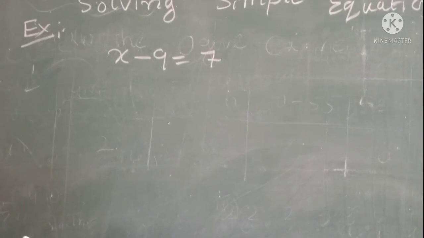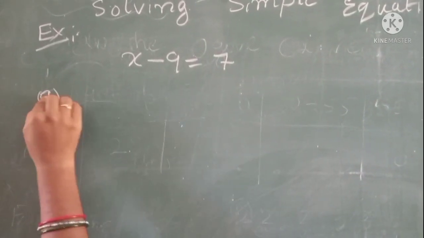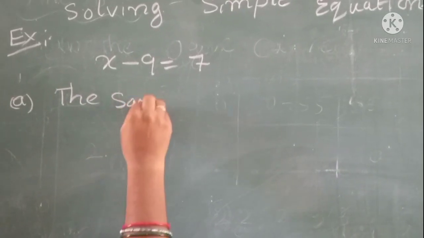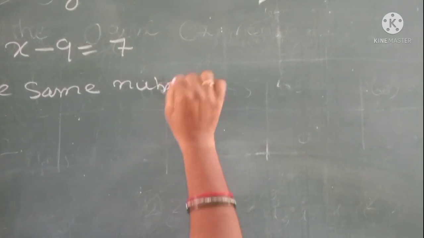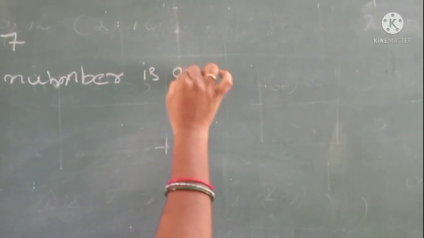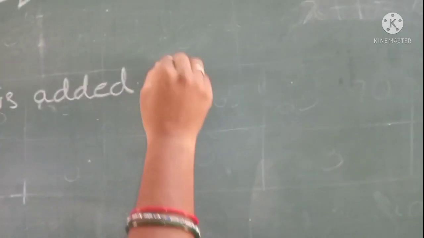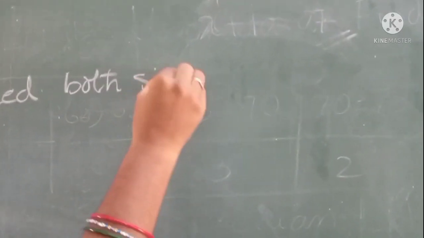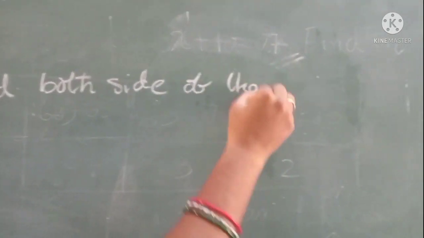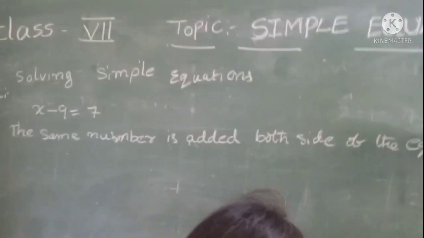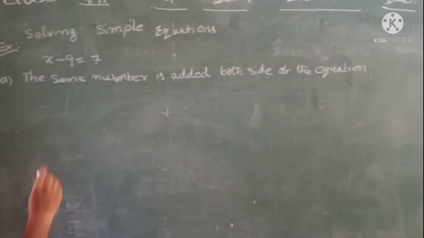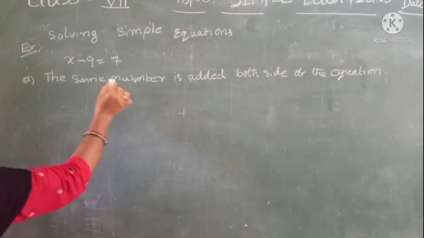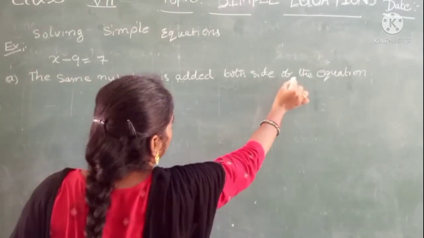So the first process is, the same number is added to both sides of the equation. We can learn this briefly, students. Next time we can write it in simple form. What did we write? The same number is added to both sides of the equation.